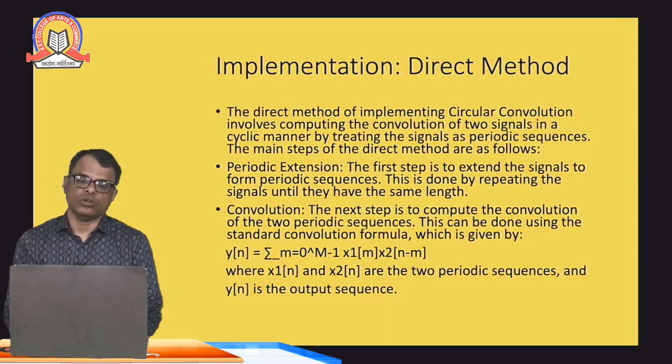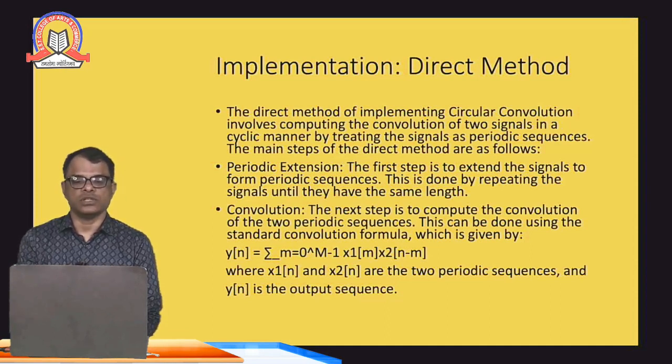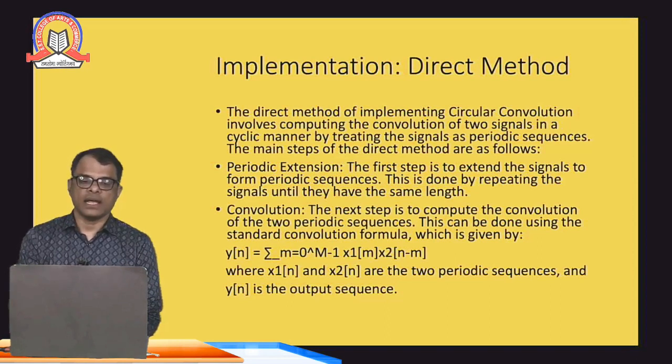Then convolution. The next step is to compute the convolution of two periodic sequences. This can be done using the standard convolution formula which is given below. So it is y of n equals summation over m from 0 to M minus 1 of x1 of m times x2 of n minus m, where x1 n and x2 n are the two periodic sequences and y of n is the output sequence.